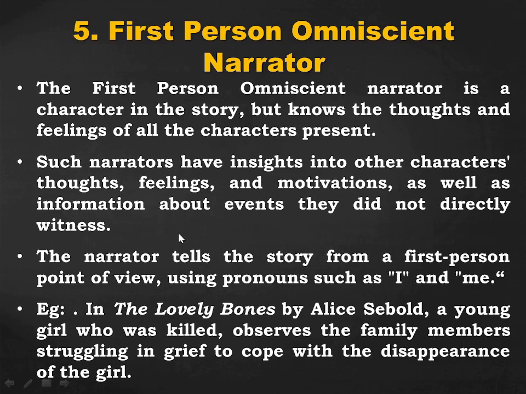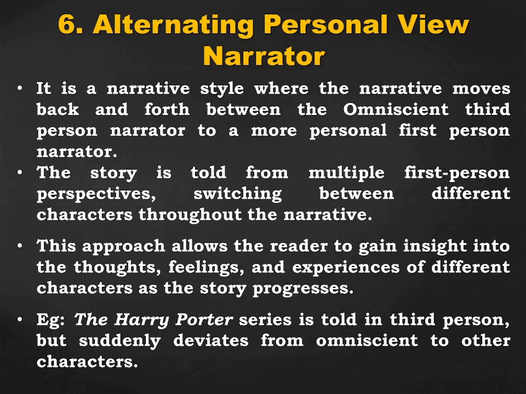So she is able to understand the thoughts, feelings, etc. of the other family members who are struggling in the grief to cope with the disappearance of the girl. So that is the first person omniscient narrator. Now coming to the sixth form of narrative, that is alternating personal view narrator. From the title itself, we can understand that it is alternating.